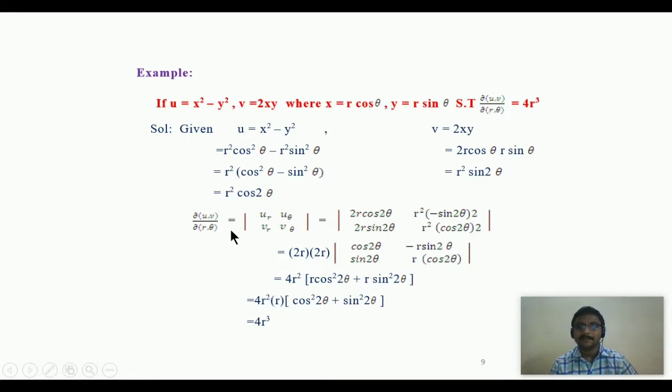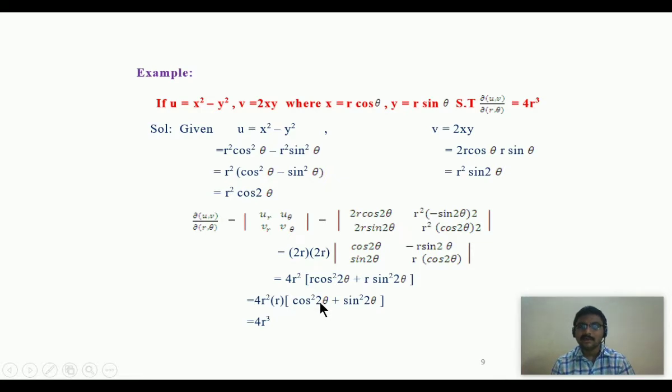It is the determinant of u_r, u_theta, v_r, v_theta. u_r means dou u by dou r, u_theta means dou u by dou theta, v_r means dou v by dou r, v_theta means dou v by dou theta. Now evaluating the partial derivatives of (u, v) with respect to (r, theta), substituting all these values and then simplifying, we will get the determinant value is 4r cube.